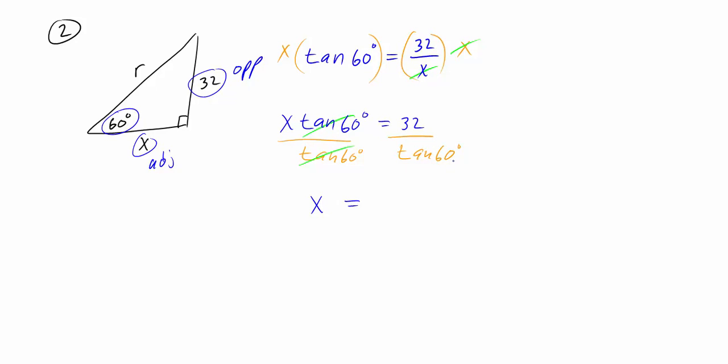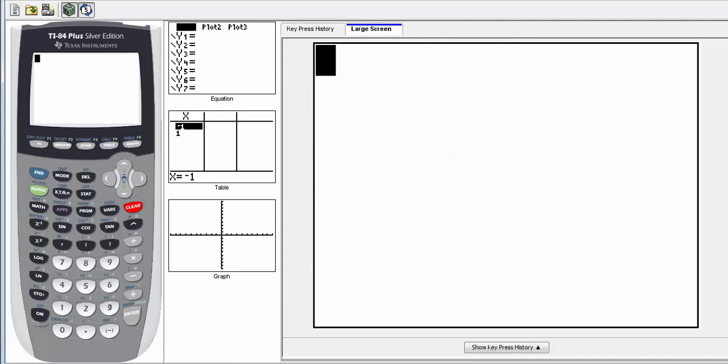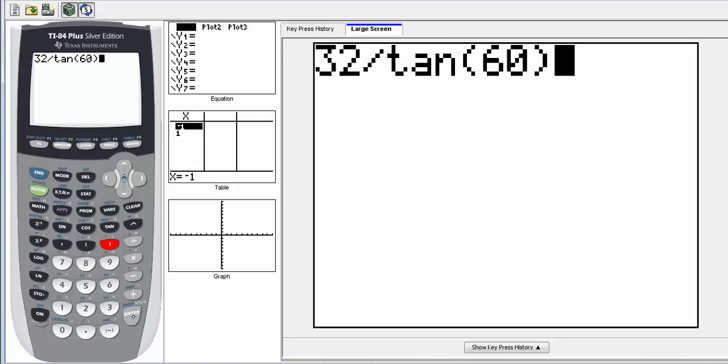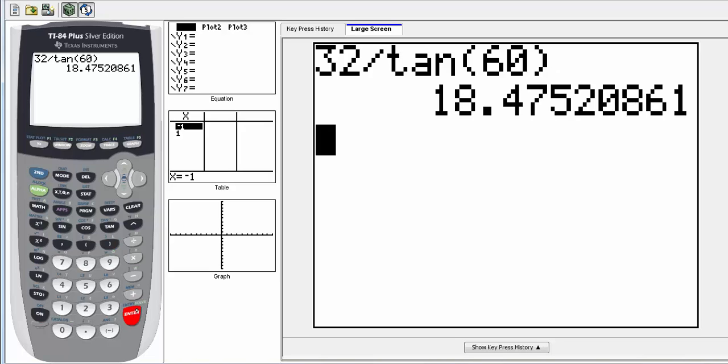And we could go to the unit circle because 60 degrees is there and we could actually find the exact answer. But here it's going to be a lot easier just to take 32 divided by the tangent of 60 degrees. And here we get 18.475. And this time I'll go ahead and go out a couple places. So let's make it 18.48.